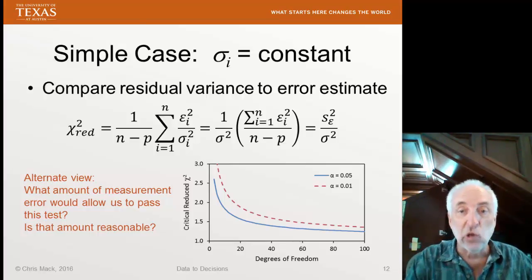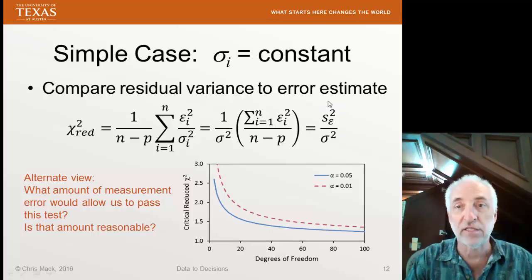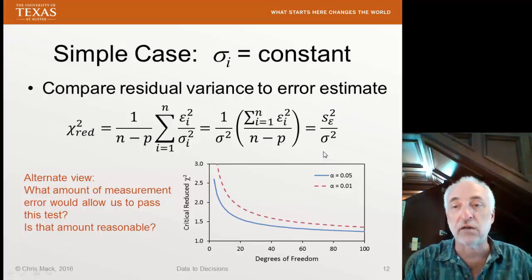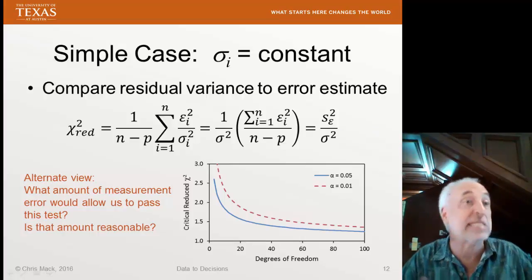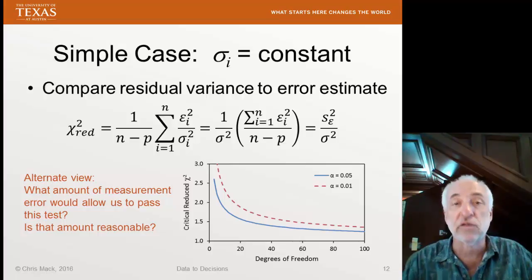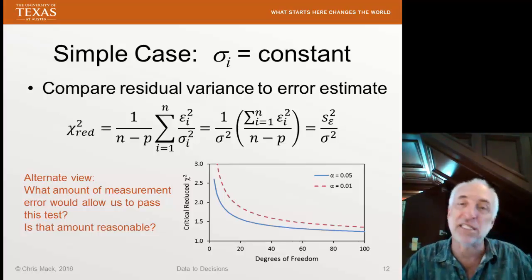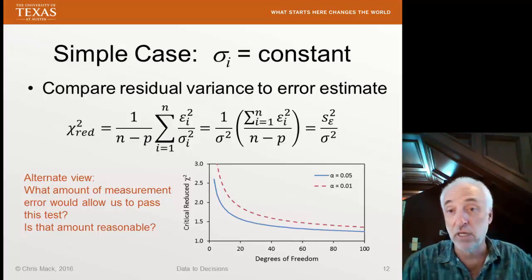An alternate view is to ask the question, what amount of measurement error would allow me to pass this test? So I look at the critical value for a certain number of data points and then say, all right, given a certain variance of the residuals, standard error of the residual squared, what measurement error would allow me to pass the test? And is that reasonable? Would that be possibly the true value of the amount of measurement error? If it doesn't seem reasonable, again, that's an indication that you really do have equation error, the wrong model.